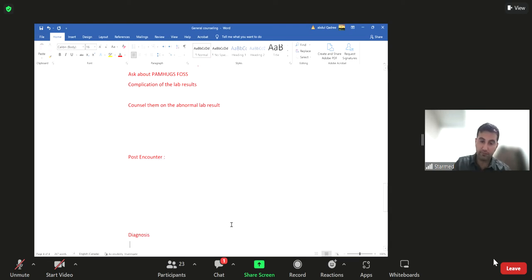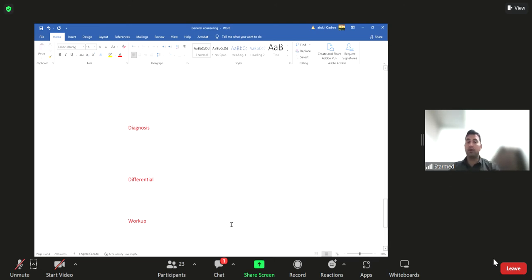Diagnosis. Number two is differentials. Number three is workup. Number four is treatment. So now each one of these has a way to actually put yourself forward.